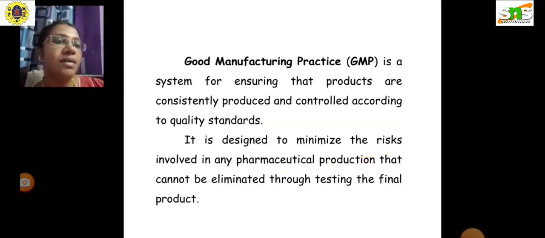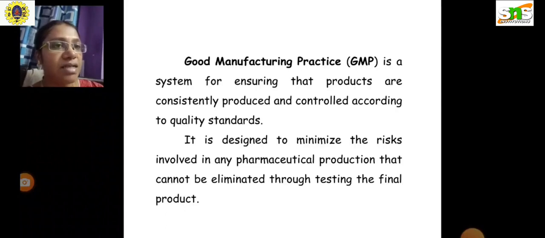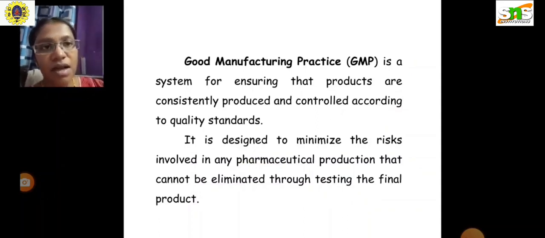Coming to good manufacturing practices, we all would have come across many practices that are followed in industry in order to maintain the quality standards of any food products. Good manufacturing practice is one of the systems to ensure products are consistently produced and controlled according to quality standards. We practice good manufacturing practices because they are designed to minimize the risks involved in any production, which cannot be eliminated through testing the final product.